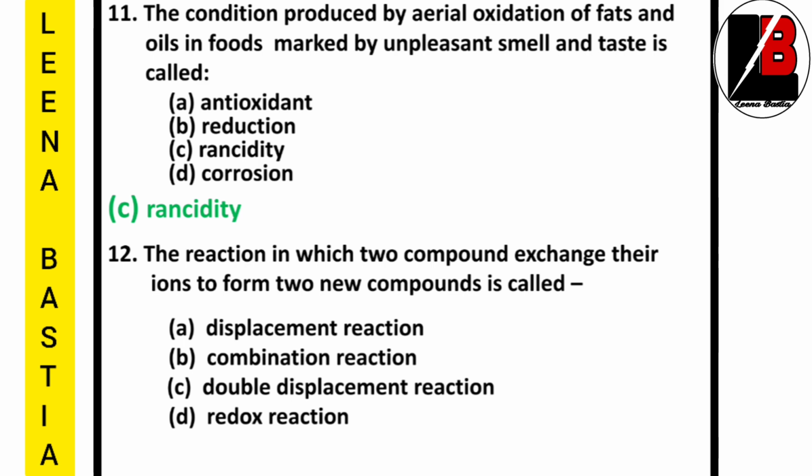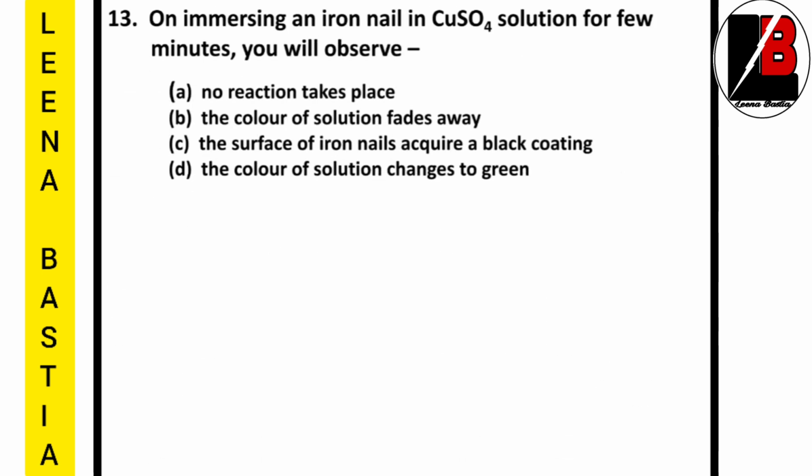Question number 12. The reaction in which two compounds exchange their ions to form two new compounds is called? Option A, displacement reaction, option B, combination reaction, C, double displacement reaction, D, redox reaction. So the answer will be double displacement reaction. Correct.